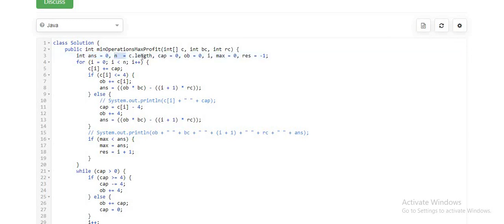Then n stands for the length of the customer array. Then there are two parameters: capacity stands for how many people are yet to onboard, and ob stands for how many people are currently onboarded. Another thing is this max value and this result. The result is the final output, and I will explain what this max does.